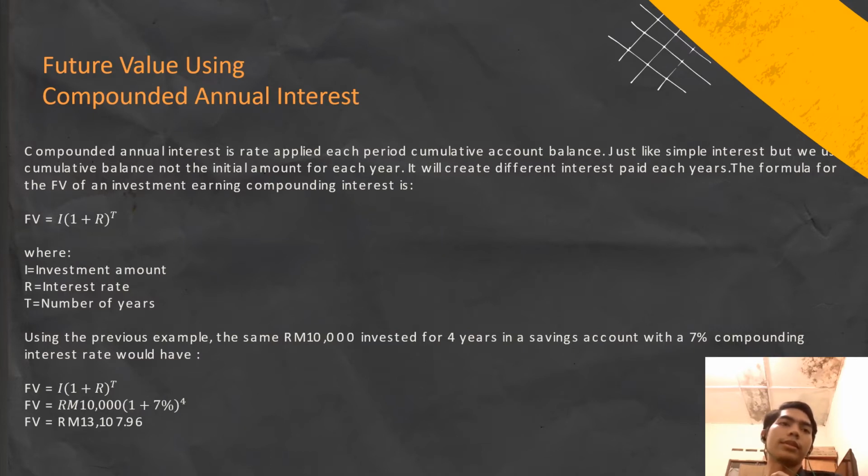So using the same example from before, 10,000 invested for 4 years in a savings account with 7% compounding interest rate. Take the numbers, put them in the formula, and we will get the future value at the end, which is 13,107.